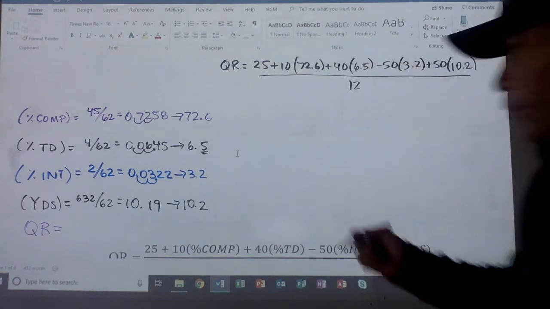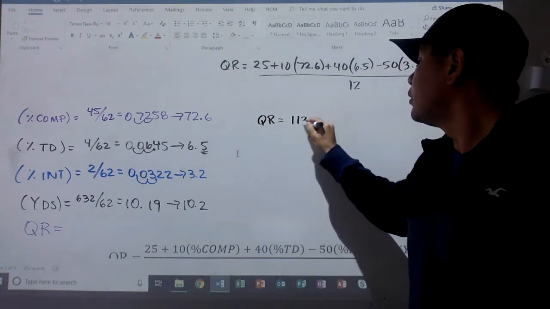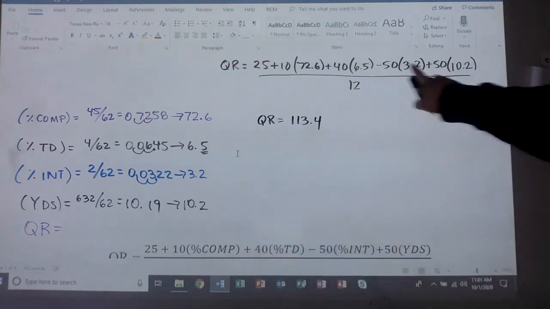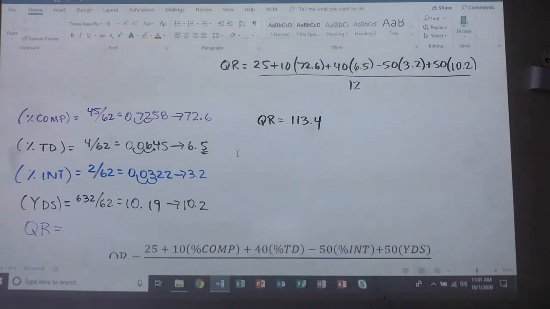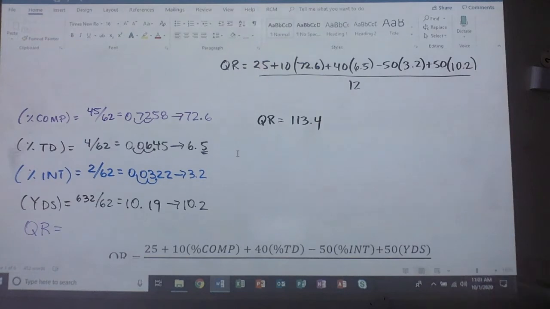Final answer, quarterback rating. 113.4. Tony Romo's quarterback rating back in 2008 was 113.4. This is the easy problem. When the QR is missing, you just pretty much plug it in the formula. That's it. I have to teach you when some of these things are missing. And that is the one that is coming up next. You can pause it whenever you want. I gotta keep going.